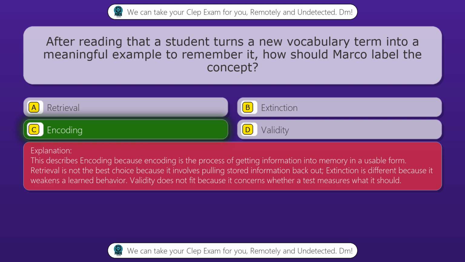This describes encoding because encoding is the process of getting information into memory in a usable form. Retrieval is not the best choice because it involves pulling stored information back out. Extinction is different because it weakens a learned behavior. Validity does not fit because it concerns whether a test measures what it should.